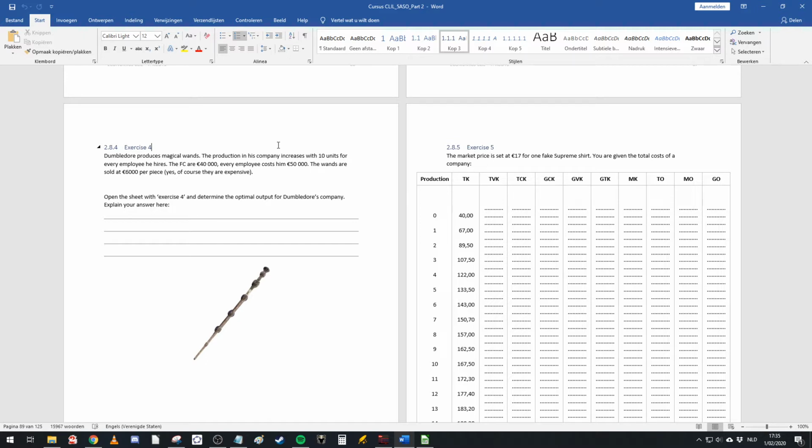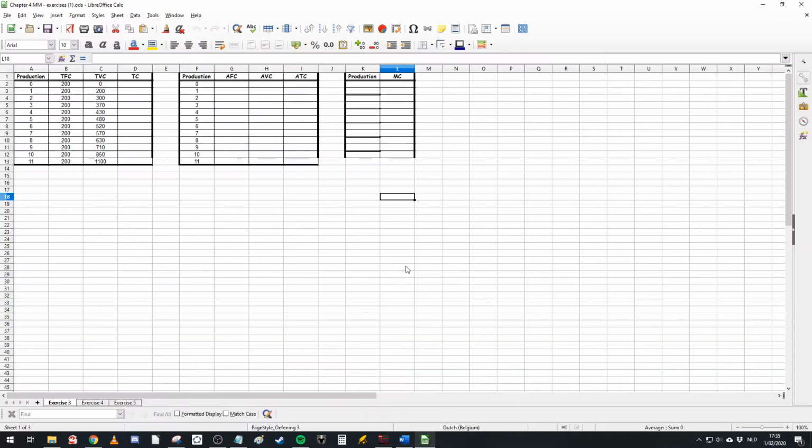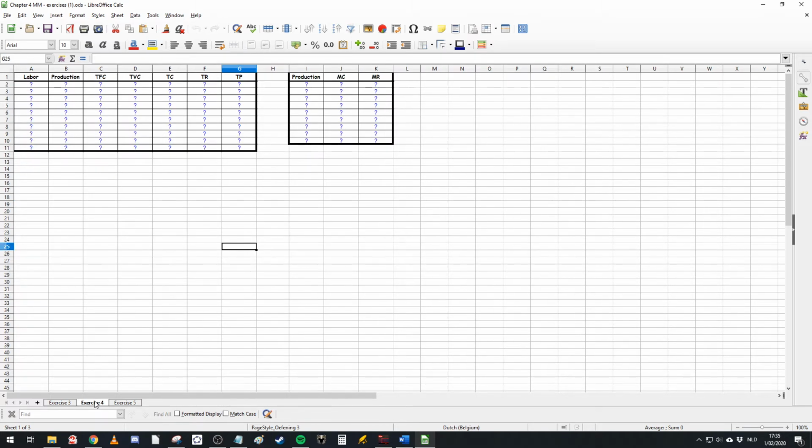And the question over here sounds as follows: just open the sheet with exercise 4 and determine the optimal output for the Dumbledore's company. Right. In order to be able to answer this question, we need to graph the information we are given. So if we open the Excel file, we see this sheet over here, exercise 4. As you can see, everything is still empty, and it's up to us to make sure everything is filled in, right. We have to fill in the gaps right now.